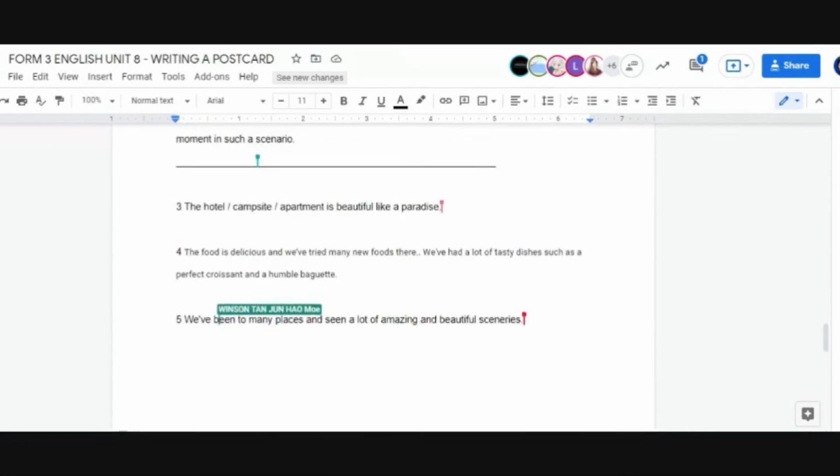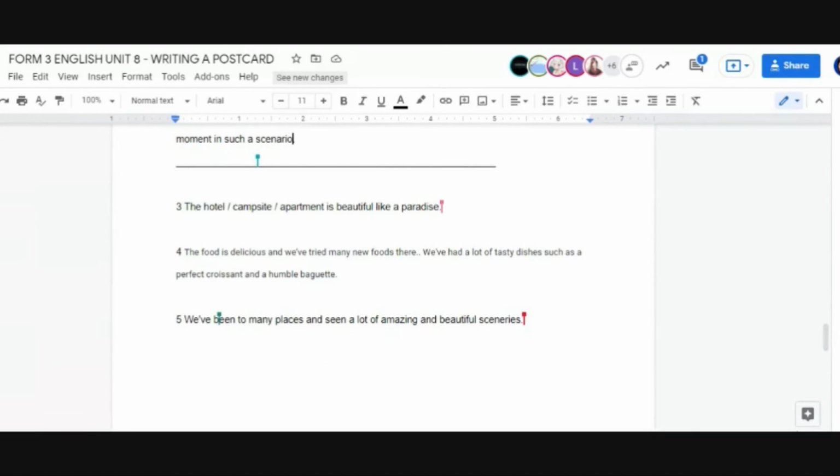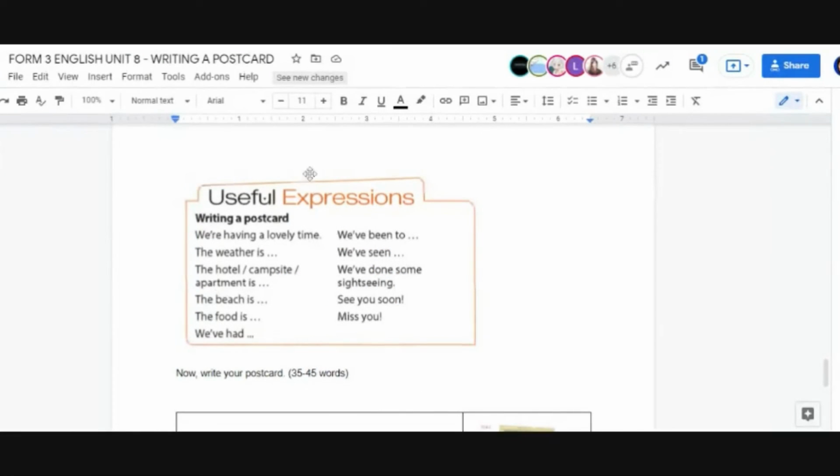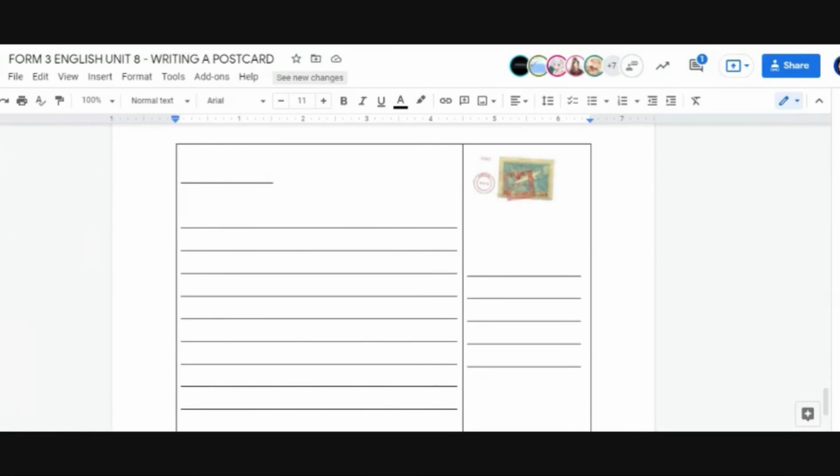All very good. So these are some of the example sentences you can use. And these are also some useful expressions here. We're having a lovely time. The weather is, the hotel is, the beach is, the food. We've been to, we've seen, we've done some sightseeing, see you soon, miss you. These are some useful expressions you can use to write your postcard. So write your postcard here.